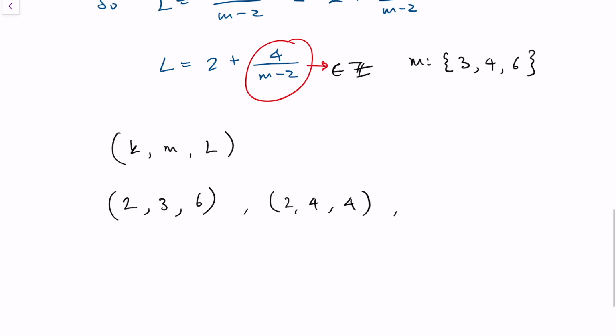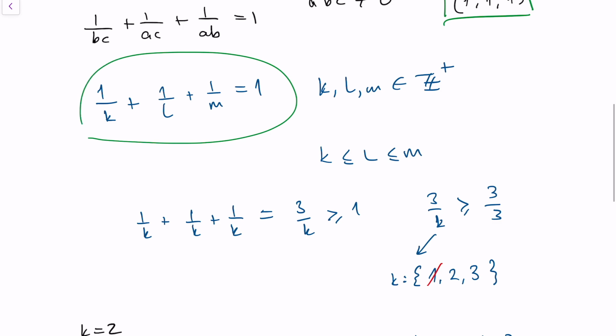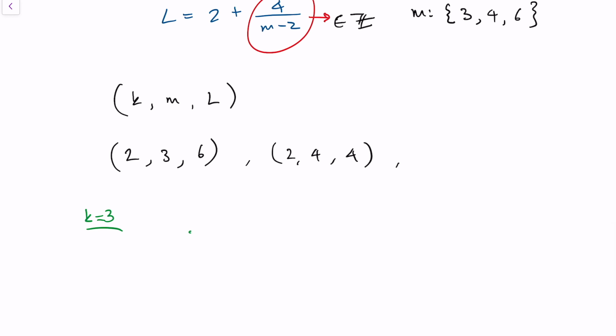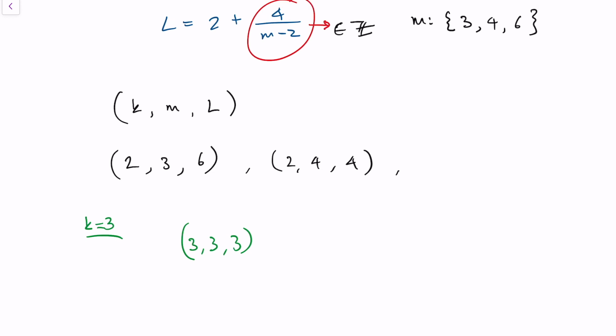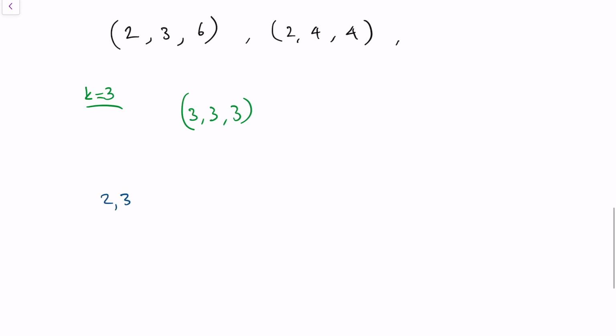And now the last case, when k is equal to 3, is quite straightforward, because if you look at the equation here, if k is equal to 3, obviously L and M are also equal to 3, because you have 1 over 3 plus 1 over 3 plus 1 over 3, so you have 3, 3, 3 as a solution for k, L, and M. Okay, now let's write these solutions explicitly. So we have 2, 3, 6, 2, 4, 4, and 3, 3, 3.